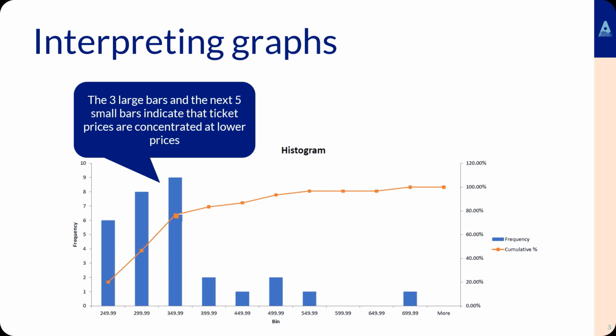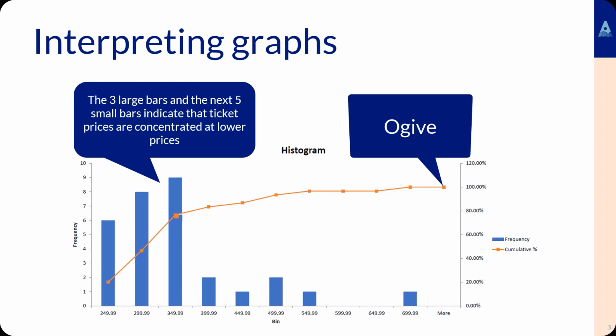This is a combination chart, a combo chart. The frequency is charted as blue columns against the left-hand y-axis. So you can see frequency there on the left running from 0 to 10. And the cumulative frequency on the orange line is charted against the right-hand y-axis, going up from 0 to 100%. And that cumulative frequency line is called the ogive.